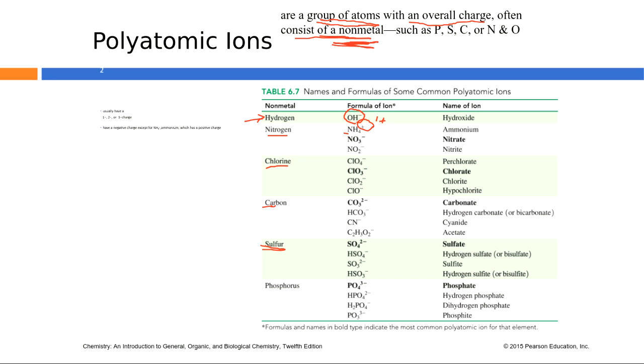Let's go to sulfur. SO4 2 minus, sulfate. HSO4 1 minus, hydrogen sulfate or bisulfate. SO3 2 minus, sulfite. HSO3 1 minus, hydrogen sulfite or bisulfite. Phosphorus: PO4 3 minus, phosphate. HPO4 2 minus, hydrogen phosphate. H2PO4 1 minus, dihydrogen phosphate. PO3 3 minus, phosphite.